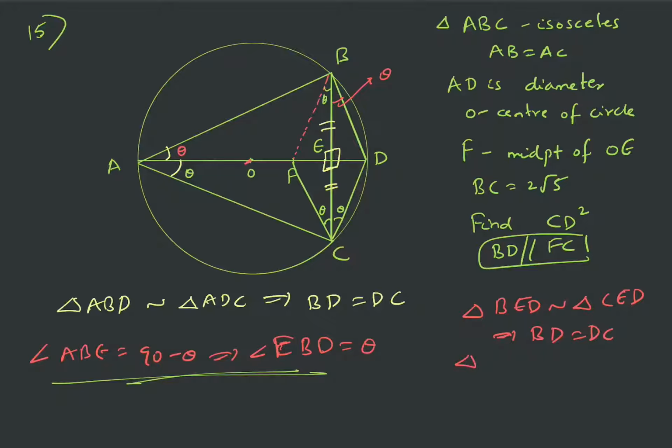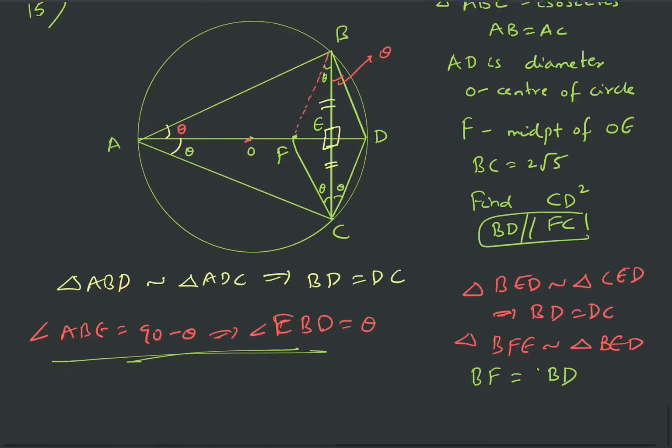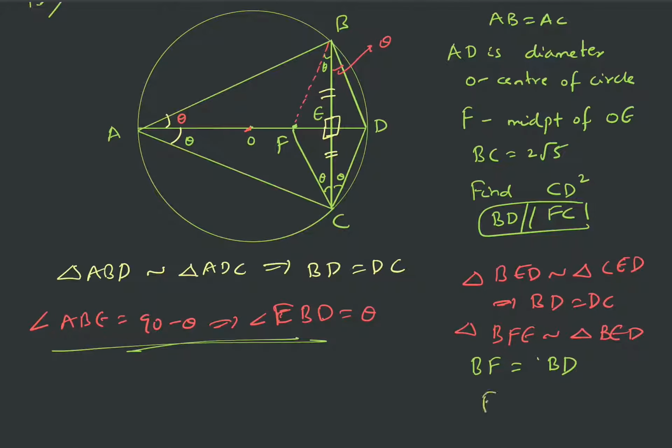Also you can notice that triangle BFE is congruent to triangle BED, right? So this point is F. Okay, so these two triangles are also congruent, right? You can simply prove it by two angles and one common side. So then BF is also equal to BD, right? Also FE is equal to ED.